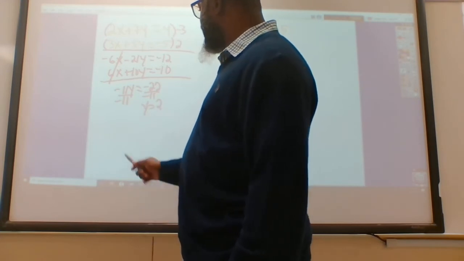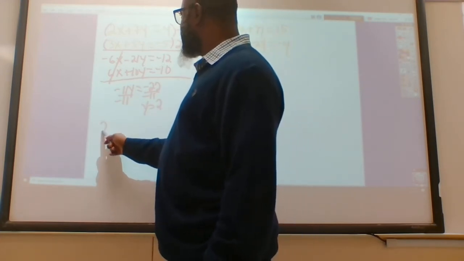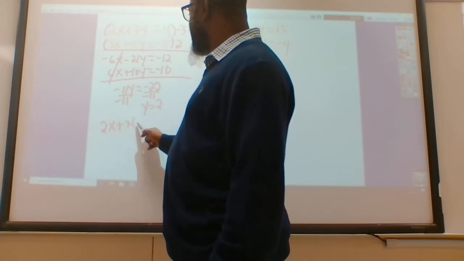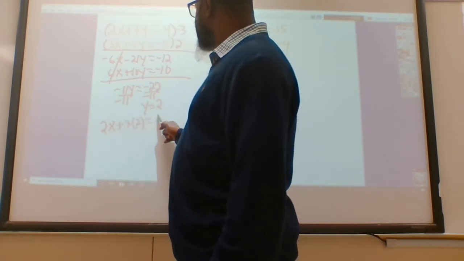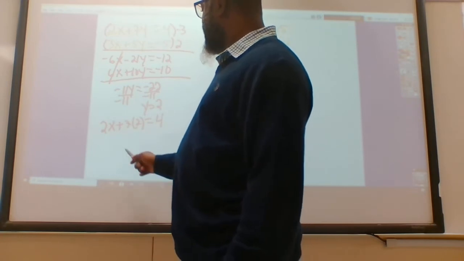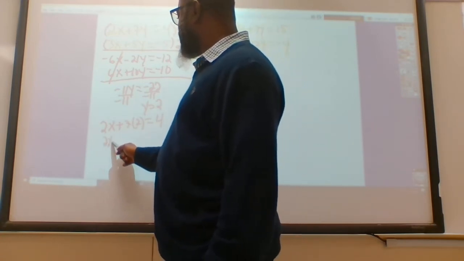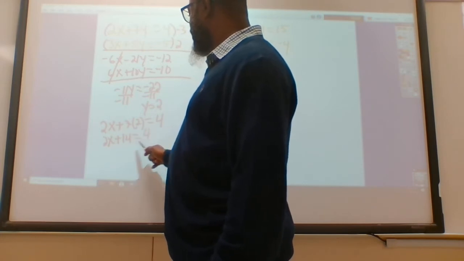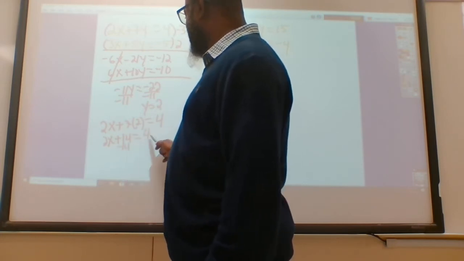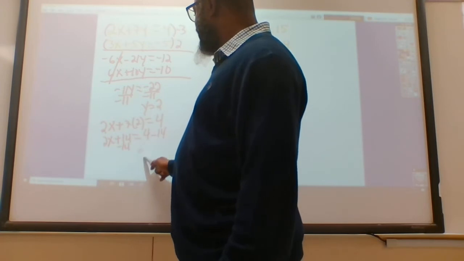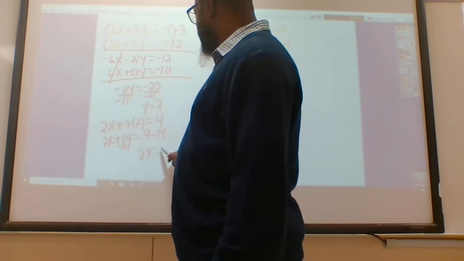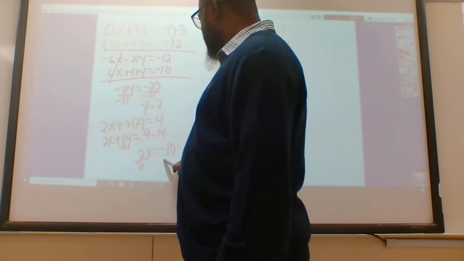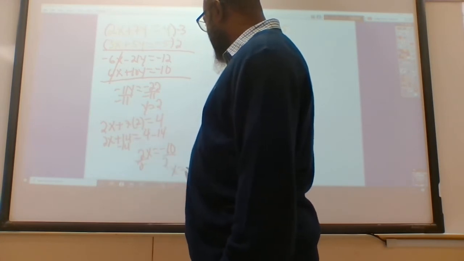Now, once I know the value of y, I can go replace in one of the equations. 2x plus 7 times 2 is equal to 4. Then I will have 2x plus 14 is equal to 4. Subtract 14 on each side. Now we'll have 2x is equal to negative 10, divided by 2. In this case, x is negative 5.